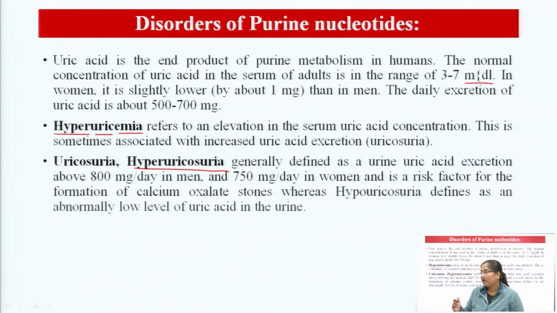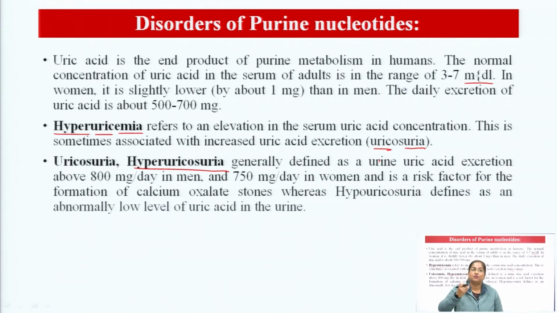Uricosuria. Let us divide it into two parts, that is uric and uria. Uric is from uric acid, and uria is from urine. If we see an elevated amount of uric acid in urine, it will be called hyperuricosuria. If there is a disease in which the person excretes a huge amount of uric acid through urine, the person will have hyperuricosuria.